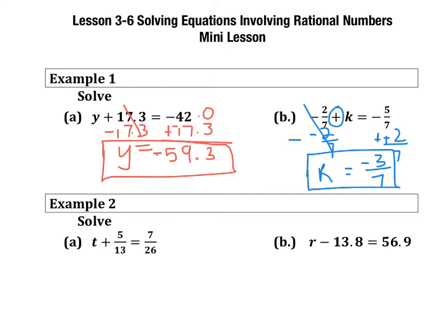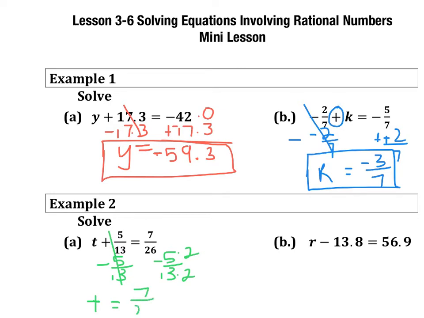In example 2, we have t plus 5/13 is equal to 7/26. So our inverse operation is subtraction. So we will subtract 5/13 from both sides. That'll isolate our t on the left. However, on the right, we have a slight problem because 5/13 and 7/26 are not common denominators. We can easily see, however, that 13 is a factor of 26. So if I just multiply the numerator and denominator by 2, I will get a like denominator.